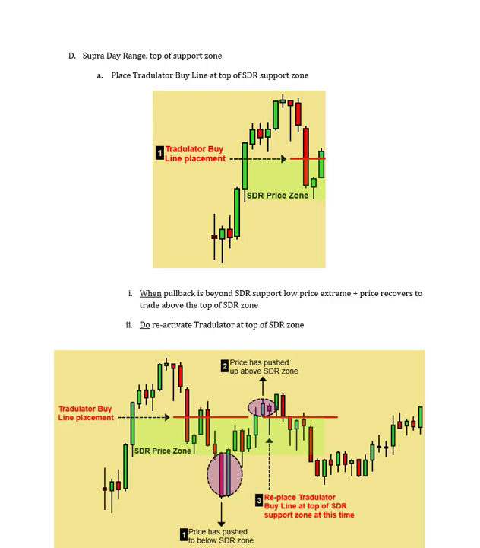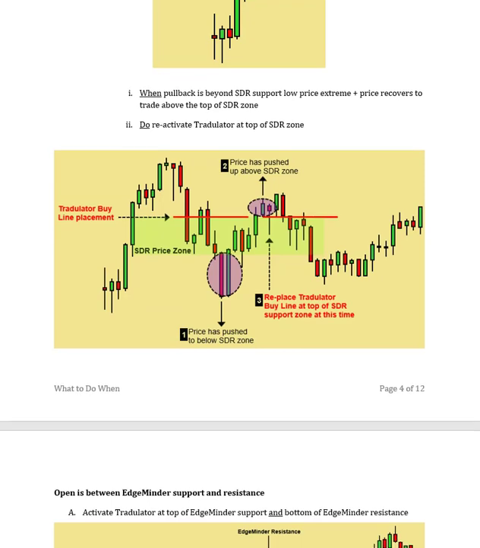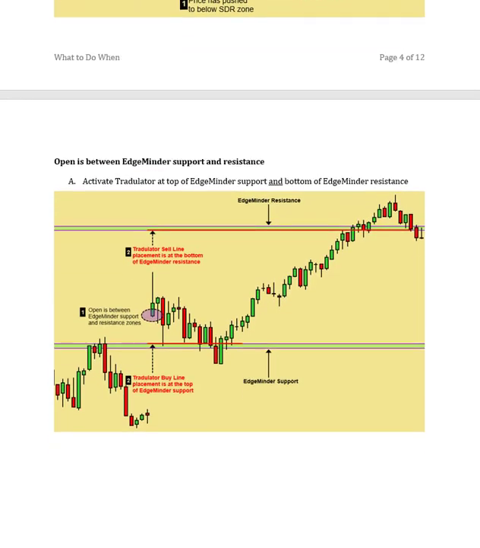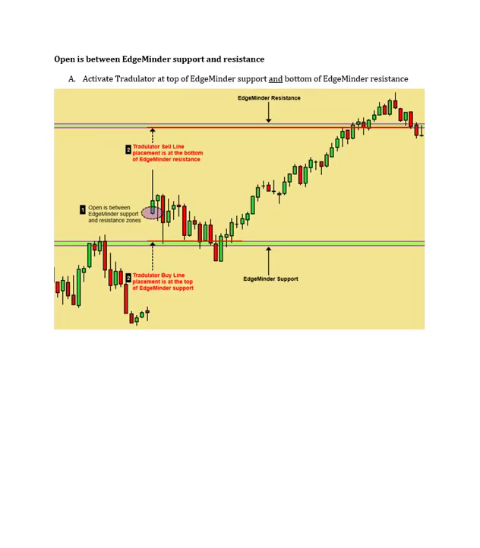And so that's just a quick look at what to do. The what in this case has to do with Supra day range, and when do you do it? Just a few different scenarios that can develop and what to do regarding those scenarios. So here's a different scenario. This is when the market opens in between both EdgeMinder support and EdgeMinder resistance. So you have resistance above, you have support below. Here's the open. And so what do we do when that happens?